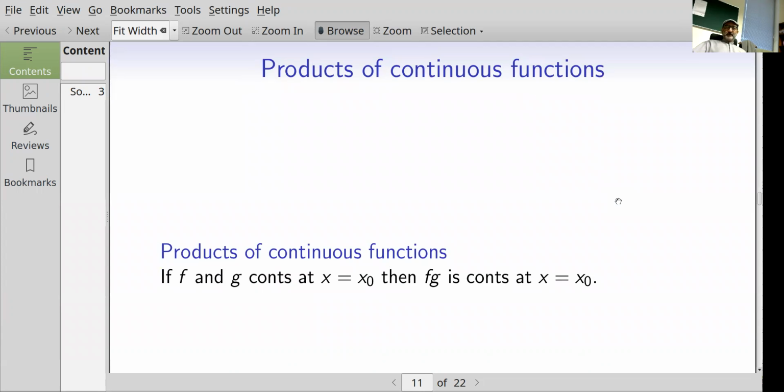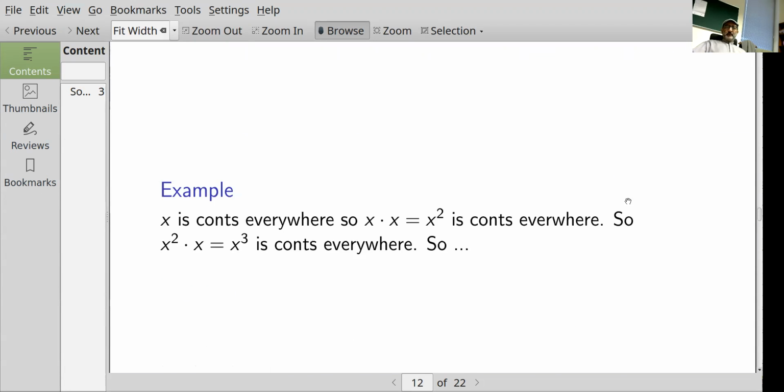Products of continuous functions. If f is continuous at x equals x naught and g is continuous at x equals x naught, then the product f times g is continuous at x equals x naught. So for example, x is continuous everywhere, and x is continuous everywhere. So x times x, which equals x squared, is continuous everywhere. Now, if x squared is continuous everywhere, and x is continuous everywhere, then x cubed is continuous everywhere, and so on and so forth. All x to the n for n a positive integer are continuous everywhere.